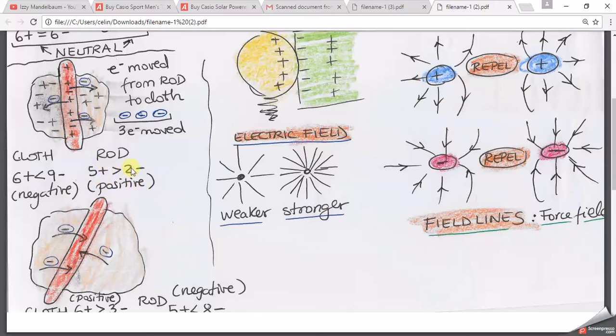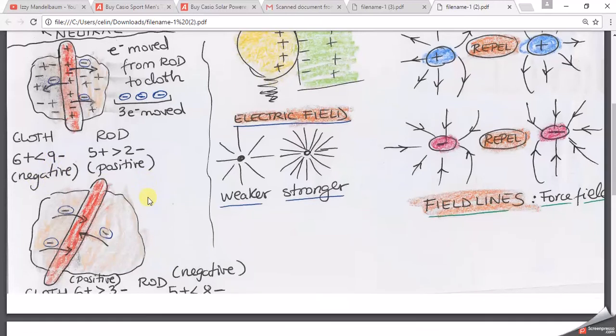and we see there is an overall positive charge for the rod. It has more pluses than minuses. The cloth initially had 6 pluses and 6 minuses, but these 3 electrons moved from the rod to the cloth. That makes the cloth become 6 plus and 9 minus, which makes the cloth negatively charged.